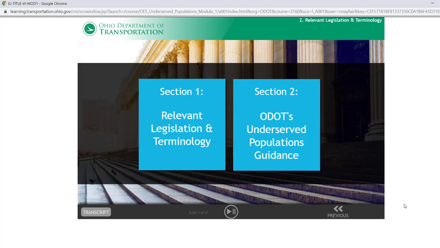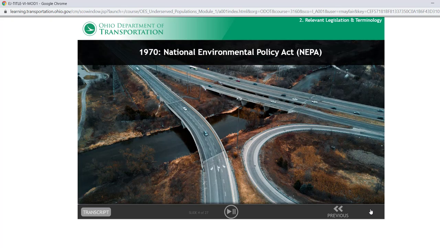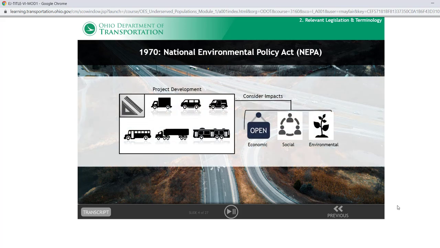Let's begin by familiarizing ourselves with the relevant legislation and important terms, starting with NEPA. After that, we will explore how ODOT ensures compliance through its underserved populations guidance. Since 1970, NEPA has been the overarching law protecting the environment and its connection to the well-being of people. In part, NEPA requires consideration of adverse economic, social, and environmental impacts during development of transportation projects receiving federal aid.